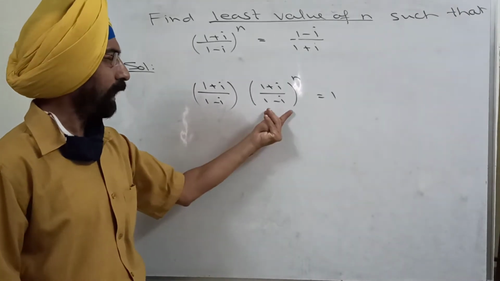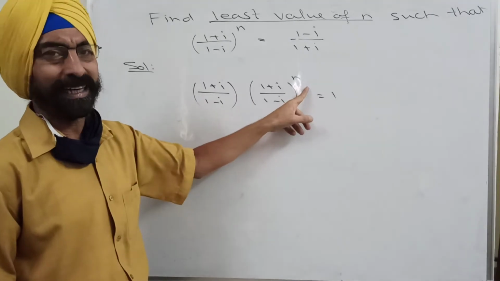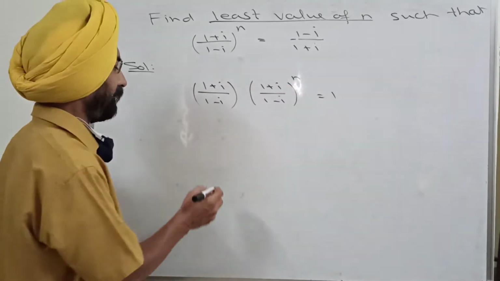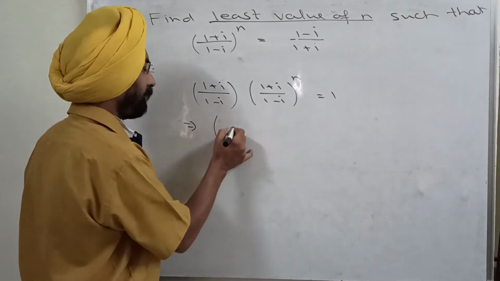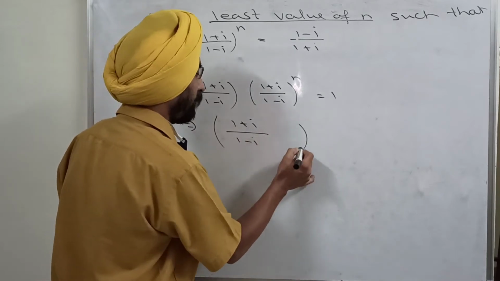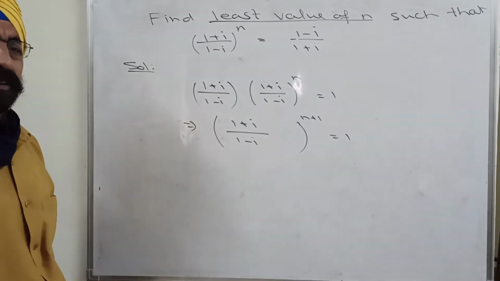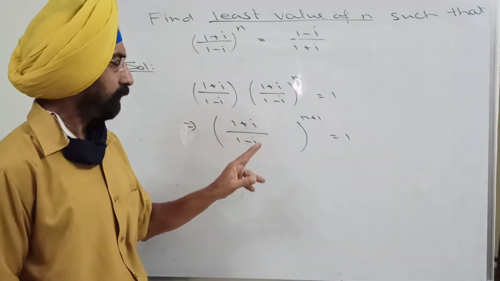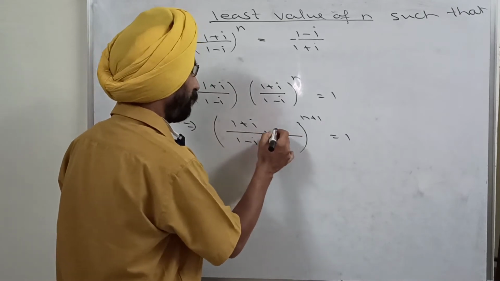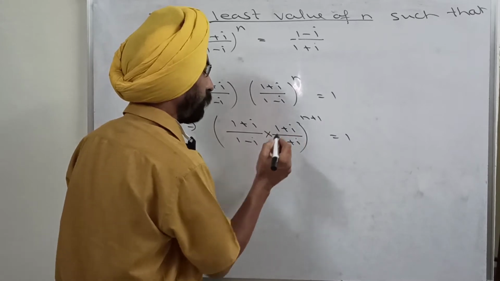Now these two are the same terms. The only difference is the power. The power is 1 here and the power is n here. So when they are multiplied, the powers will be added. So in the next step, you will get (1 plus iota over 1 minus iota) raised to the power n plus 1 is equal to 1. Now why have I left this space? Because I want to rationalize this one. I am multiplying this by 1 plus iota over 1 plus iota.